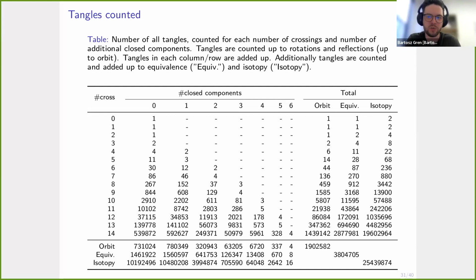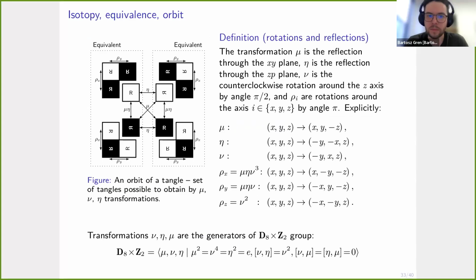So it's enough actually to only have one tangle of each orbit and to know the symmetry group of each of these tangles. And this symmetry group can be interesting in itself. So there are 3 operations which are enough to create our rotations and reflections. And here they are presented. It's mu, eta, and mu operations.